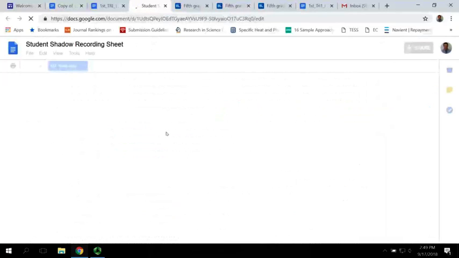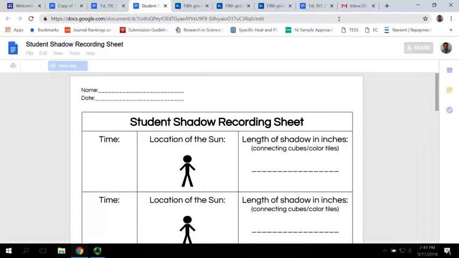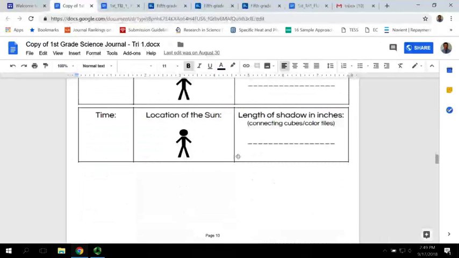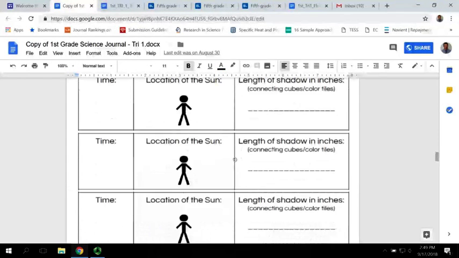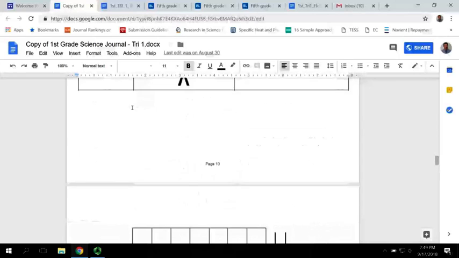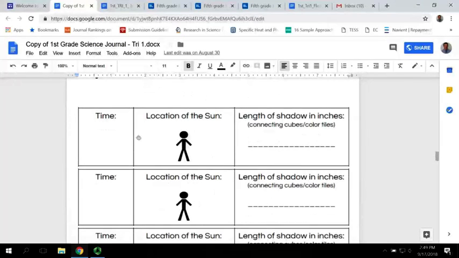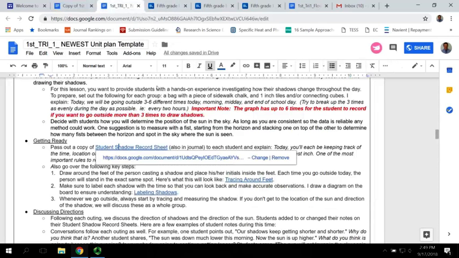So you're going to get a sheet like this. This is in your thinking logs right here on page 10. They have 1, 2, 3, 4. If you want to do some more, you can make more copies of this, but this is set up for 4 times you would go out. And they would draw the location of the sun. So if the sun was over here, they'd draw the sun here. If it was closer to noon, draw the sun above their head. If it was near the end of the day, they would draw the sun here. They would write down what time it is here. And then they're going to measure how long their shadow is using either connecting cubes or colored tiles.